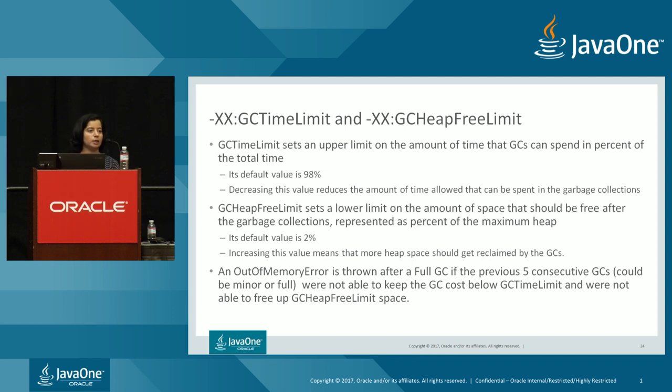So we can tune these two options. We can try to decrease GC time limit, and we can try to increase GC heap free limit so that we don't have this issue of back-to-back frequent full GCs in cases where we expect the application to exit rather than lingering around there. An out-of-memory error is thrown after a full GC if the previous five consecutive GCs are not able to meet the values set by these two JVM options.